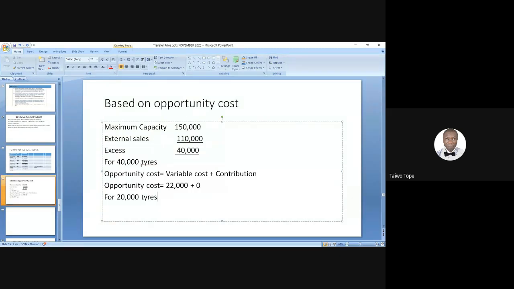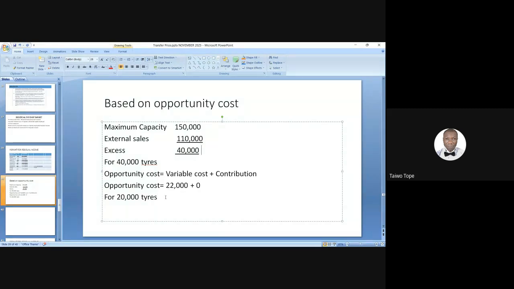So 40,000 tires based on opportunity cost can be given at the variable cost because opportunity cost is what you are sacrificing. So what will division X sacrifice based on 40,000 tires is nothing. Nobody is buying 40,000. If they don't sell it to division Y, it will be a waste. It will be zero. So for them not to lose everything, the opportunity cost will be 22,000. Because they are not selling, there is no contribution.